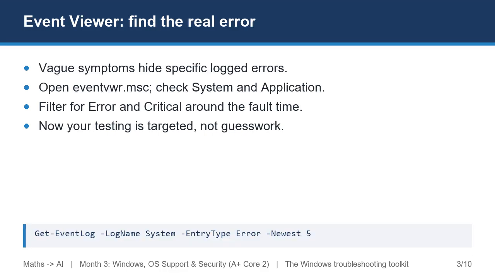Vague symptoms like "it just crashes" hide very specific errors in the logs. Open Event Viewer by typing eventvwr.msc, then look under Windows Logs, System and Application. Filter for error and critical events around the time of the fault. You can also do this from PowerShell with Get-EventLog. When you spot a line like "the device has a bad block," your testing suddenly becomes targeted instead of guesswork.